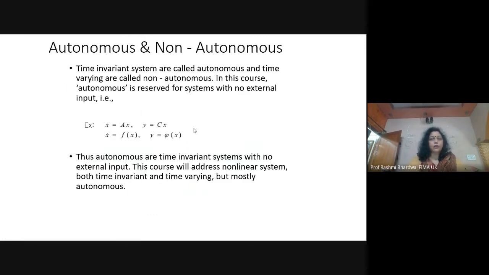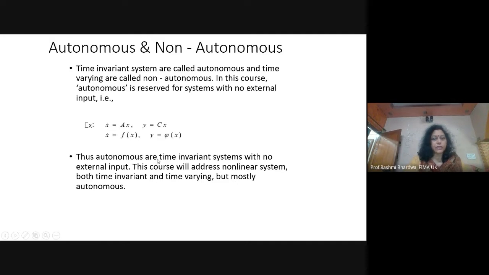Now we come to the autonomous and non-autonomous systems. If we have a time invariant system, these are called autonomous systems, which do not depend on time. But if it is time dependent or time varying, then it is a non-autonomous system. In an autonomous system, suppose we have the example of x dot equal to ax. When you are taking the function y dot equal to cx, then y is a function of x only, not depending on time.